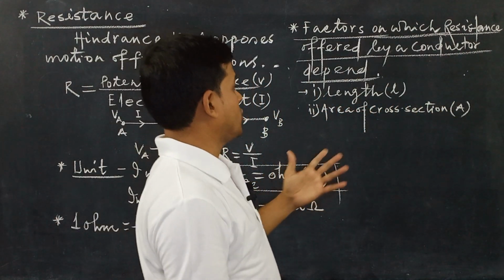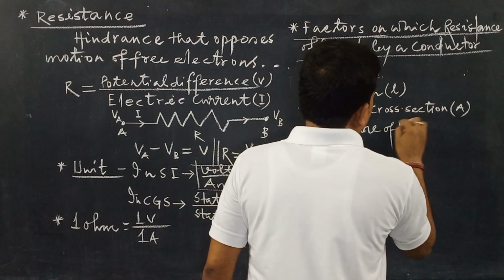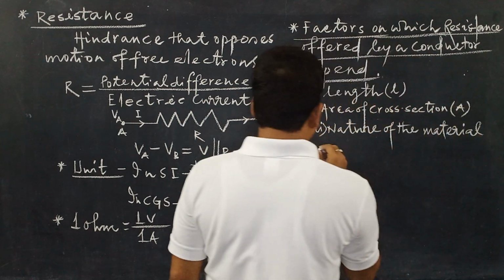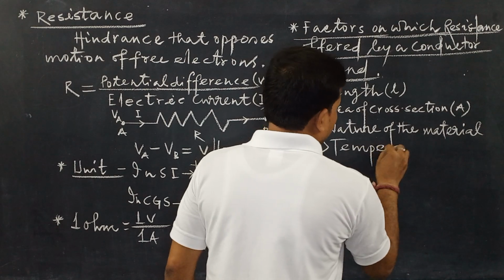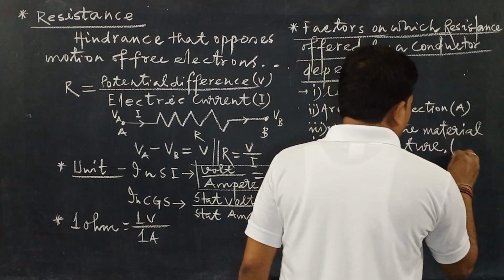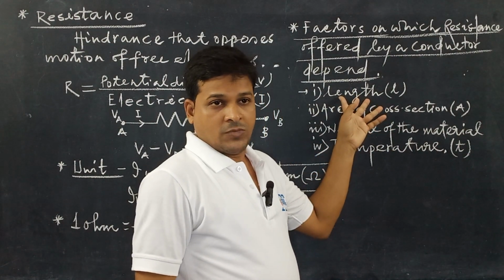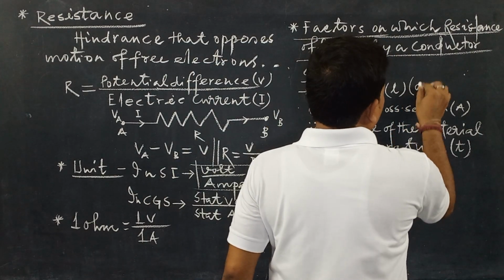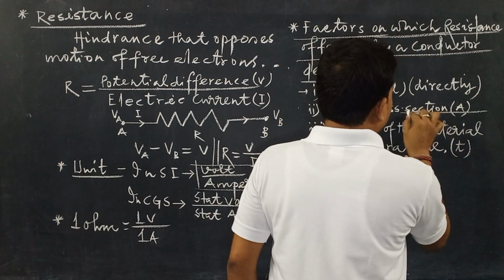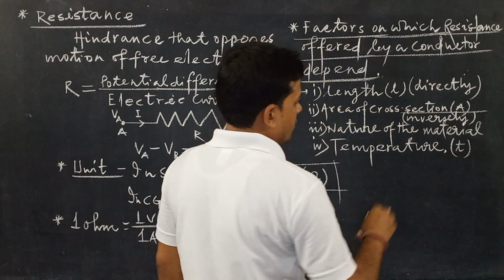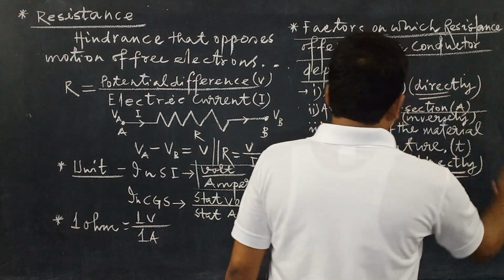Later we will learn how you can measure the area of cross section of the wire. And number three, the nature of the material. And number four, very important for the resistance offered by a conductor, that is the temperature, denoted by small t. The resistance is directly proportional to length. For area of cross section, this is inversely proportional. And for temperature, this is directly proportional. So these are the relations and the factors.